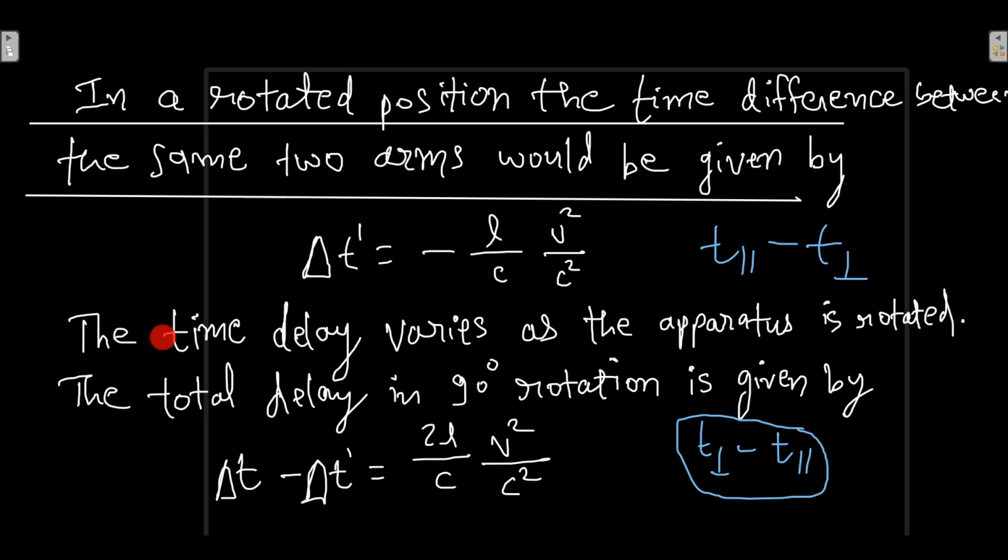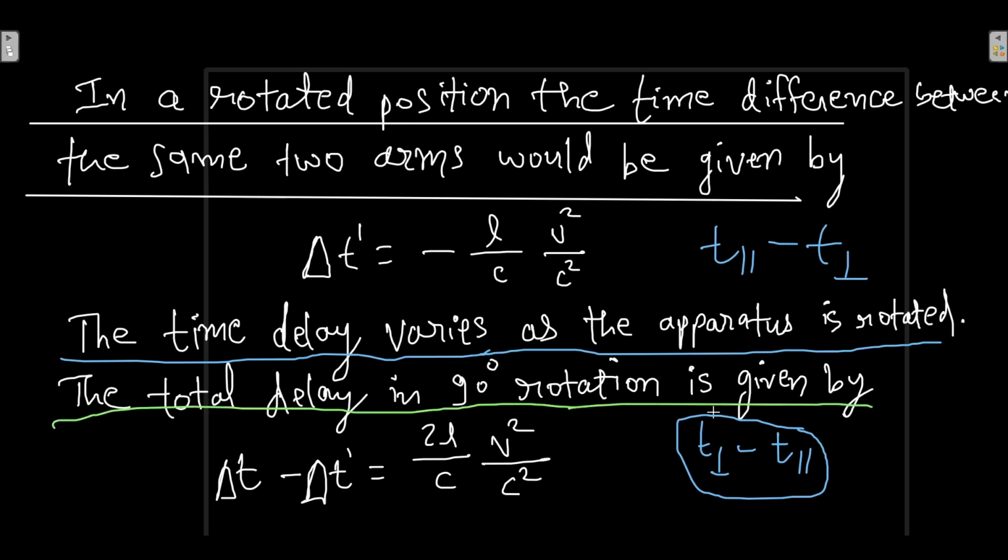So the total time delay after 90 degree rotation. The time delay varies as the apparatus is rotated. You already know this; it is quite a common sense thing. So the total delay in 90 degree rotation will be given by delta t minus delta t dash. Why minus delta t dash? Because this is a negative entity, so when we subtract it, it becomes positive.